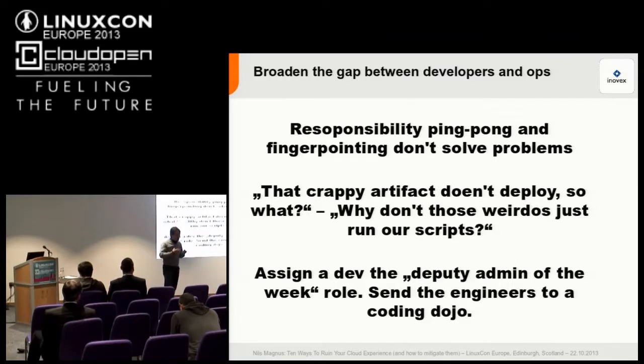Obviously, there are two groups, and there are two sets of duties that still have to be done. But working together and talking together is probably most of the time a very good idea. And we tried several approaches to overcome a little bit this gap of the two groups.